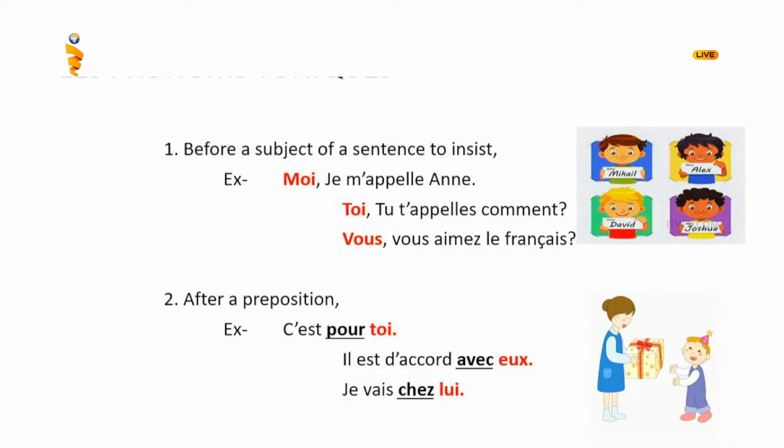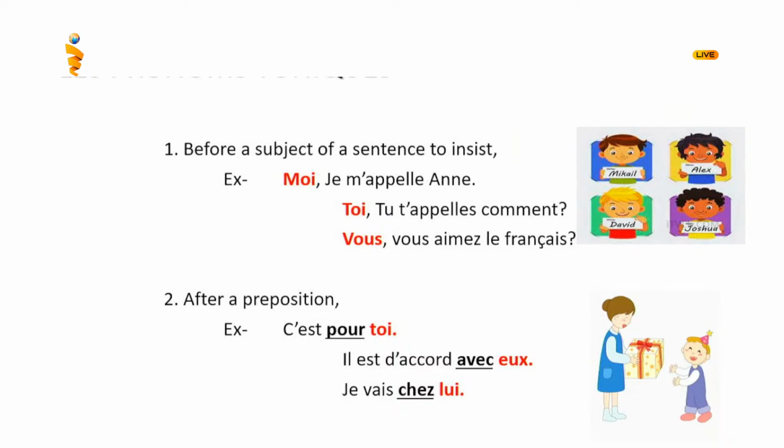Next instance, look at number 2. You can use the pronoun tonic after a preposition. If you want to say, this is for you in French, you have to say, c'est pour toi. I have given that as the first example. Children, you should use pronoun tonic after the preposition. We never say c'est pour tu. We have to say c'est pour toi.